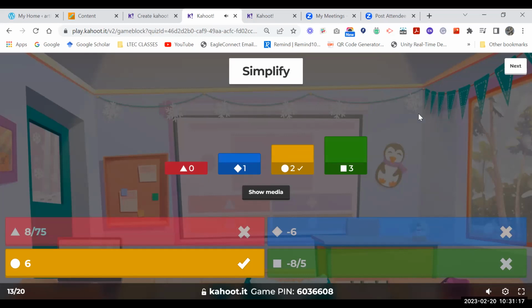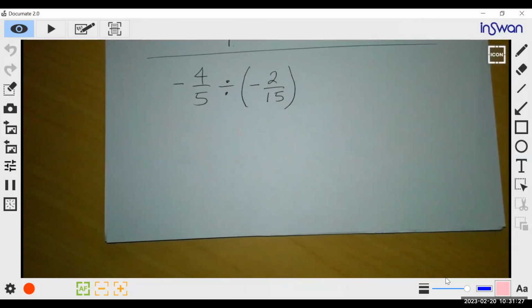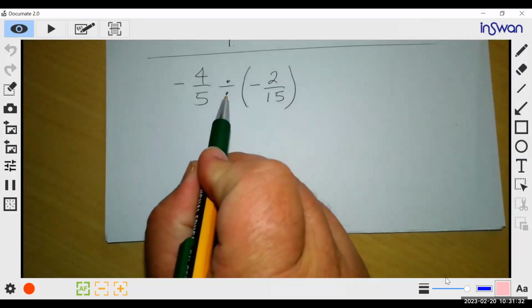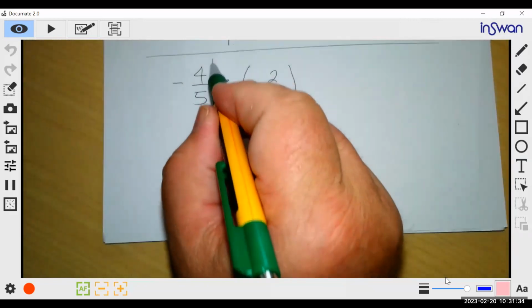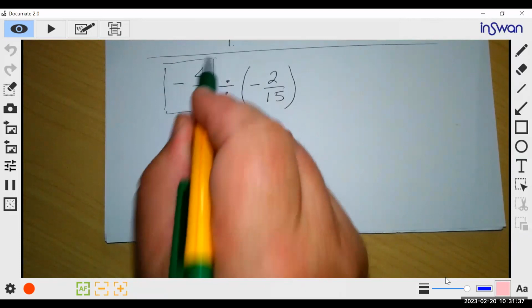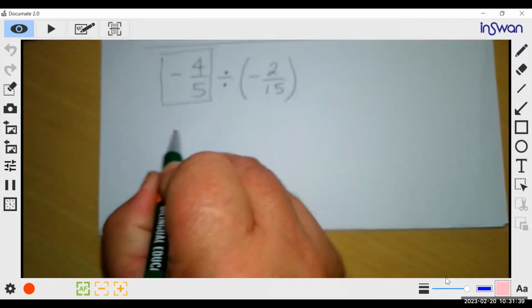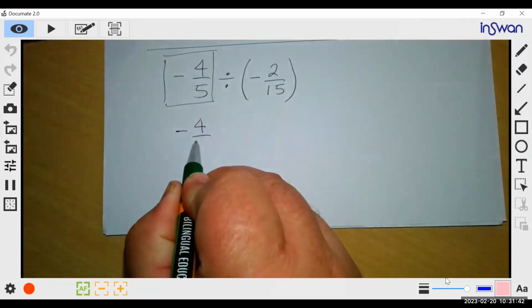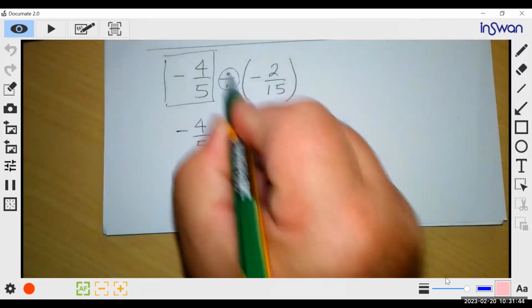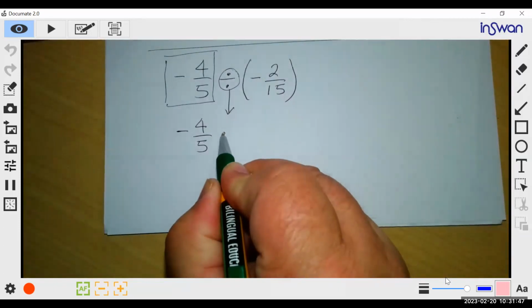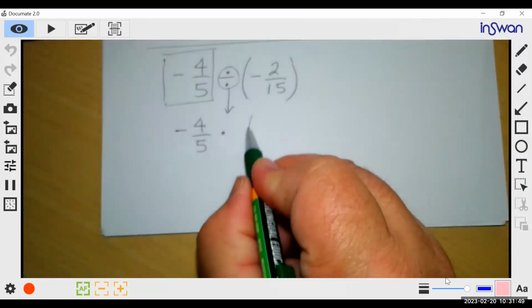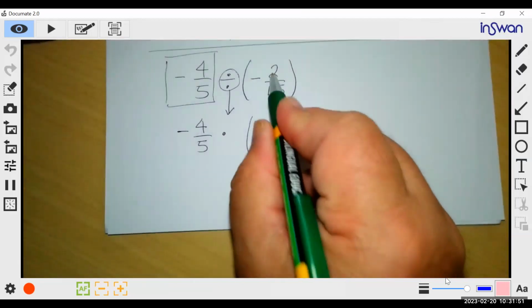Okay, let's look at this. What's the first thing you got to do? There's a division in the middle. Take the first fraction, leave it alone. Change the division to multiplication and flip the second one.